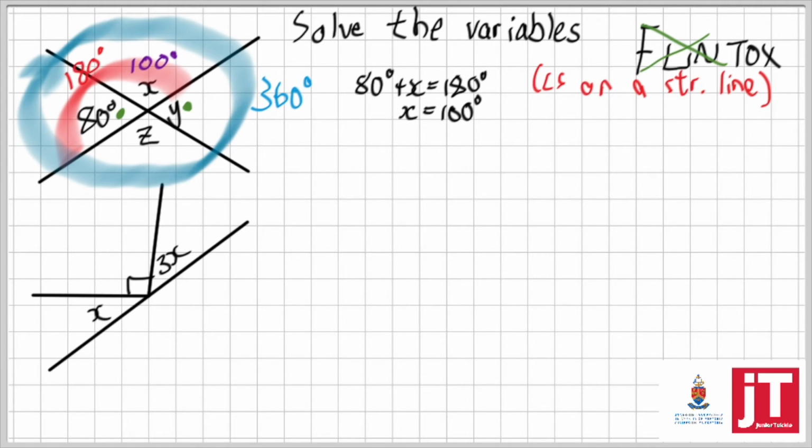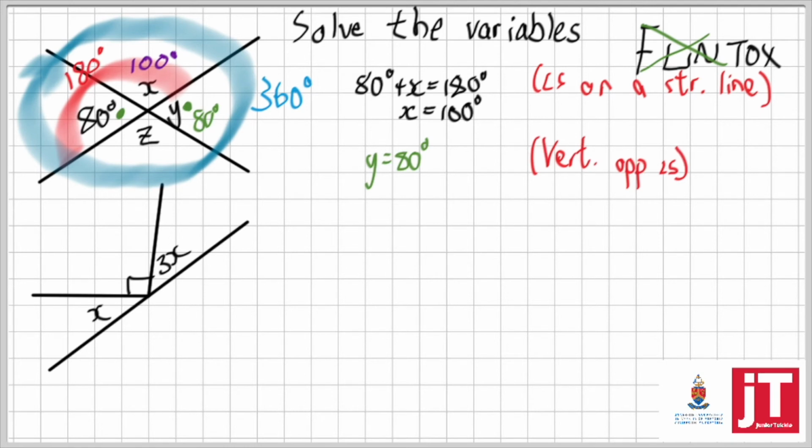Next up, let's go to y. Well, y must be 80 degrees. Why is that? Because they are vertically opposite angles. So write it in on my sketch. At this moment of time, I'm telling you clearly, grade 8s, you can either go towards z by using vertically opposite or angles on a straight line.